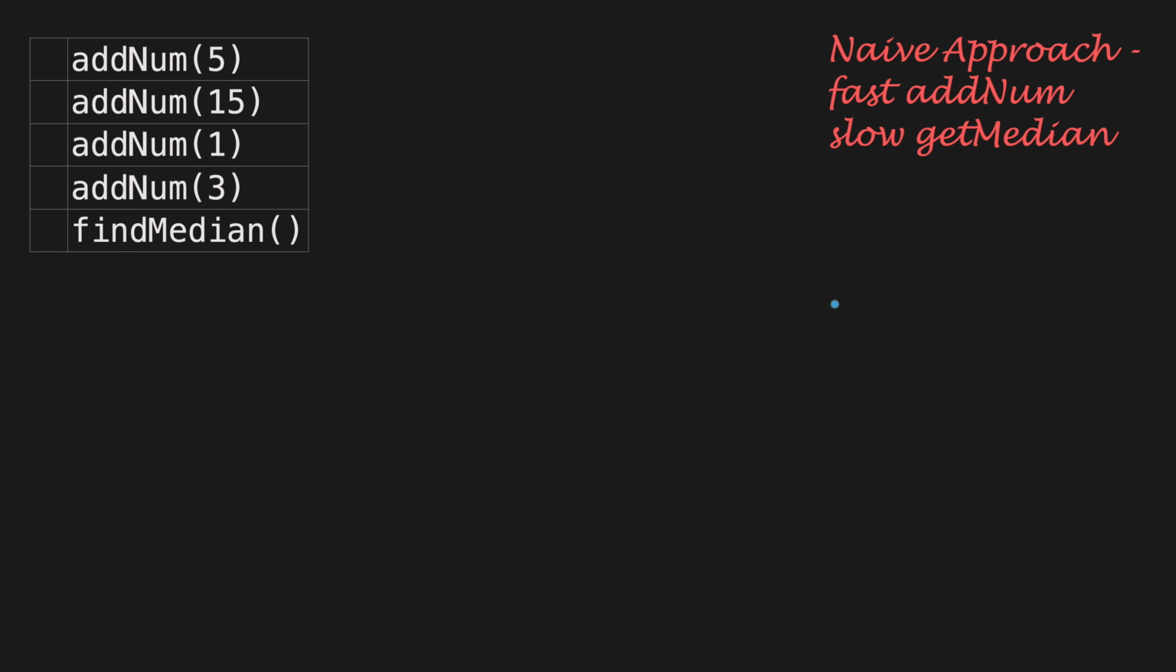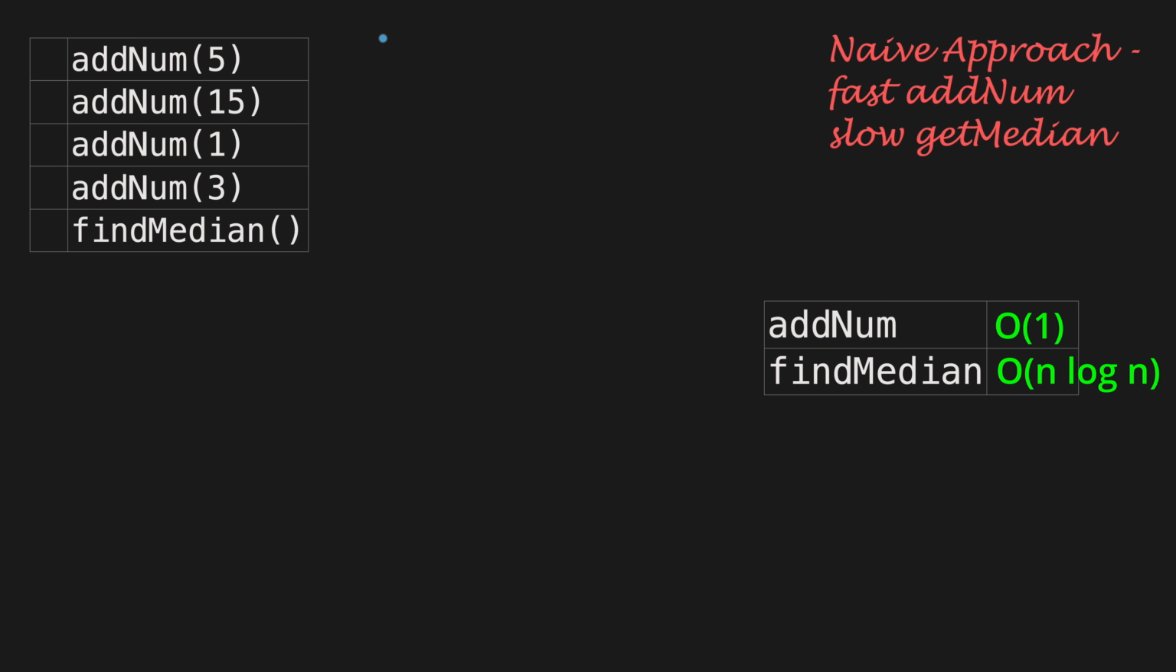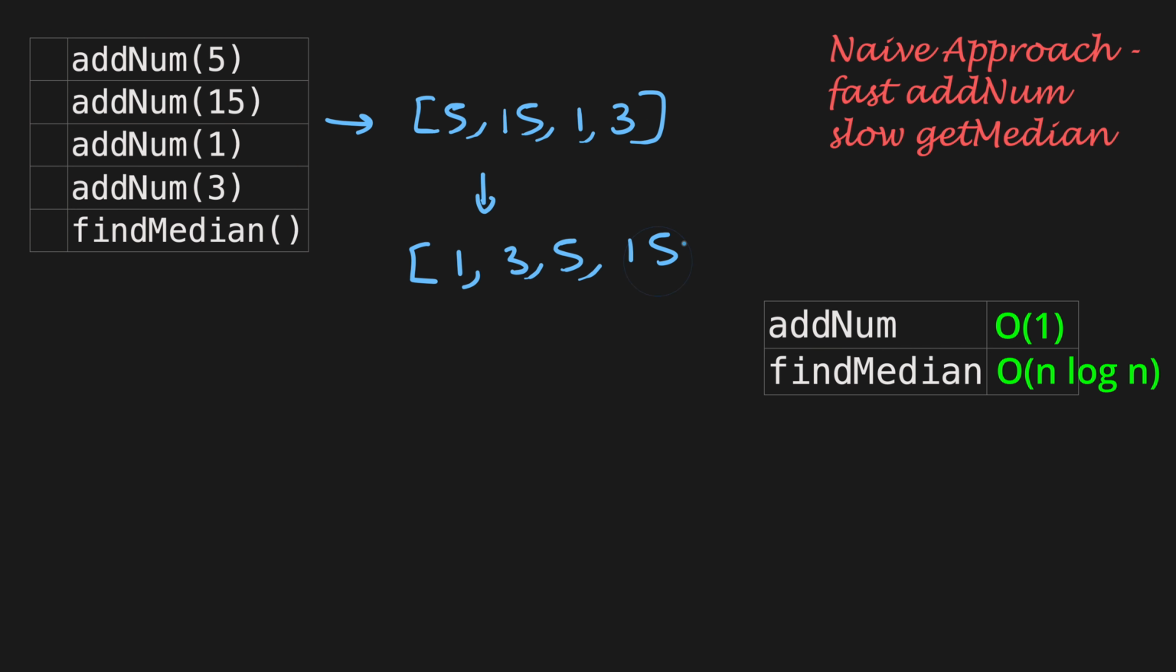This way, addNum has a time complexity of O(1), but findMedian has a time complexity of O(n log n). For example, when we add the numbers 5, 15, 1 and 3, and then when findMedian is called, we sort the list and get the following list. And since the list has an even number of elements, we return the mean of the middle two elements, which is (3 + 5) / 2 = 4.